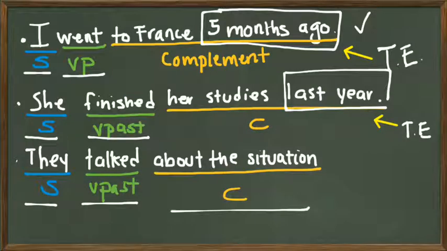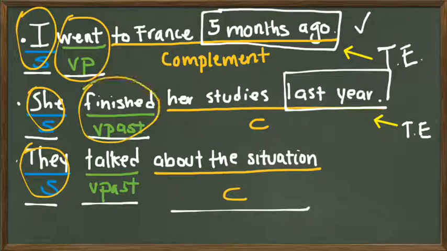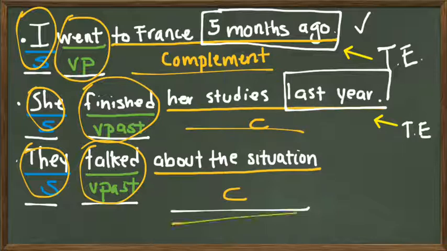Examples, I went to France 5 months ago. She finished her studies last year. They talked about the situation. The formula is always the same. Subject, verb in past, complement.